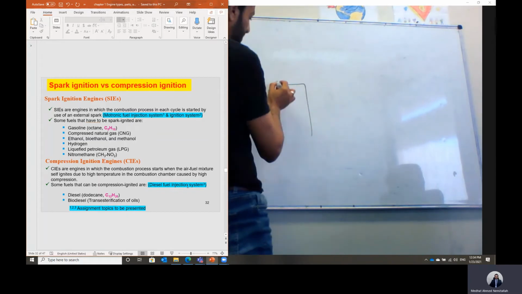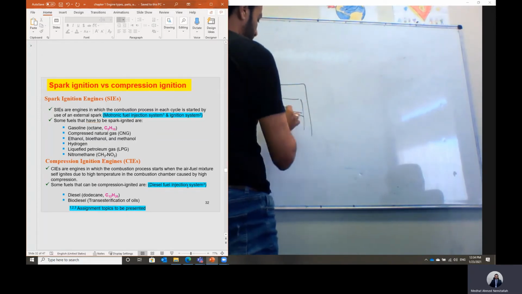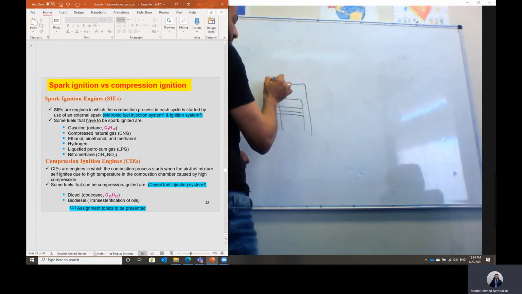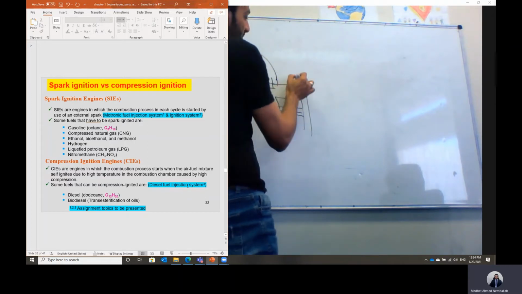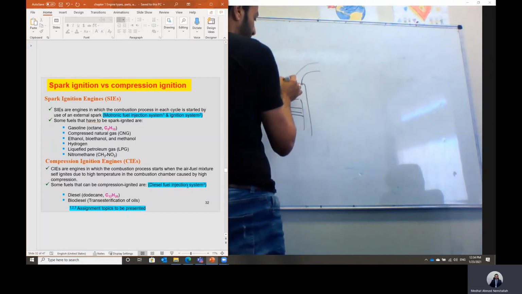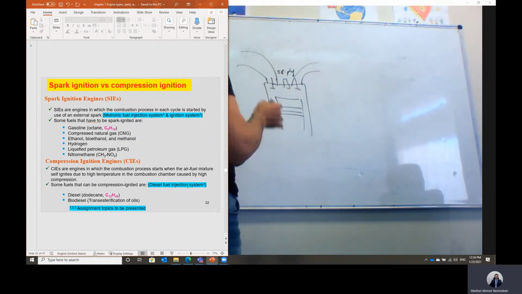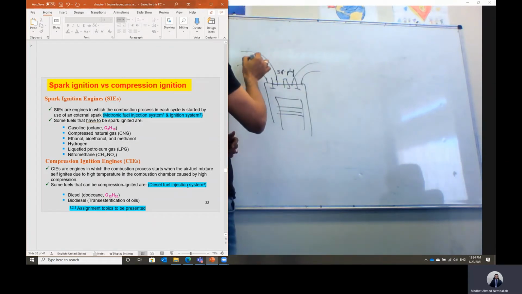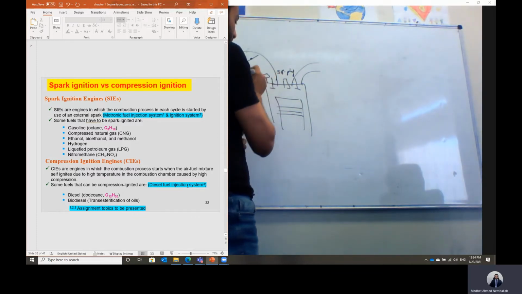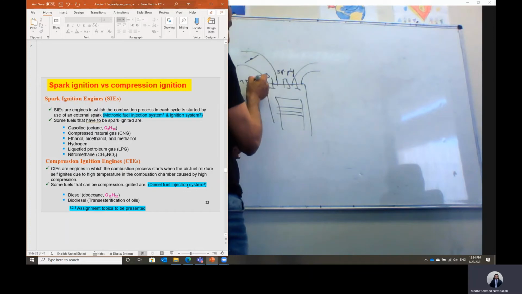This is the engine. Here we have the piston, the intake valve, and here the exhaust valve. In the case of a gasoline engine, we should have a spark plug here. If you look at the intake manifold upstream of the intake valve, in a gasoline engine we have the fuel injector upstream of the intake valve.